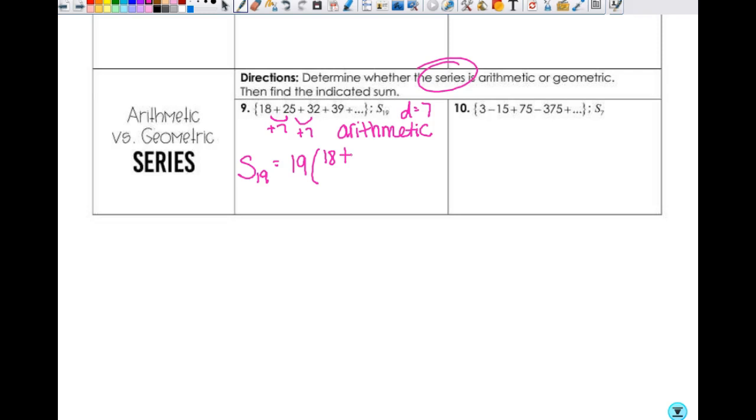I need A19, right? I don't have that. I have A1, I need this, but I can find it, right? All I have to do is use this right here. Well, add 7 19 times, but I'd rather not do that. I can do this right here. My common difference is 7 times 19 minus 1 plus 18.